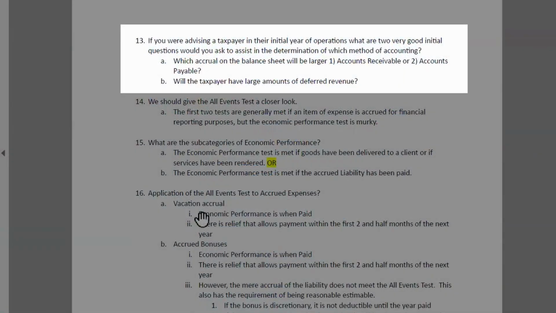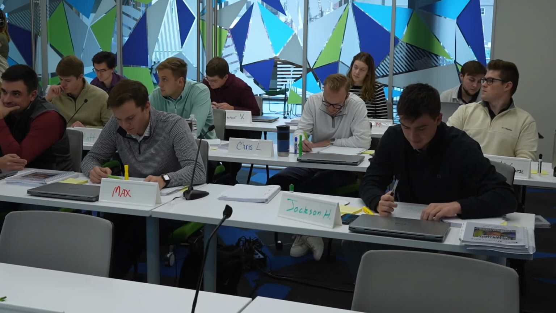Jackson. Sounds good. If you were advising a taxpayer in their initial year of operations, what are two very good initial questions you ask to assist in the determination of which method of accounting? Which accrual on the balance sheet will be larger, one, accounts receivable, or two, accounts payable, and will the taxpayer have large amounts of deferred revenue? Boy, what does all that mean? Does that make sense to you, Austin? Why I'd be asking those questions? Yeah. Okay.